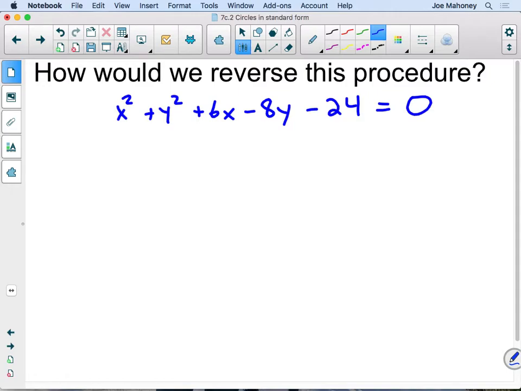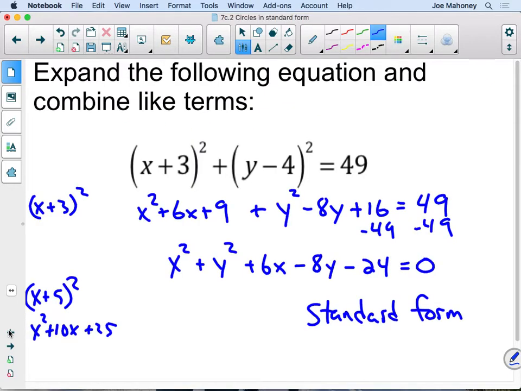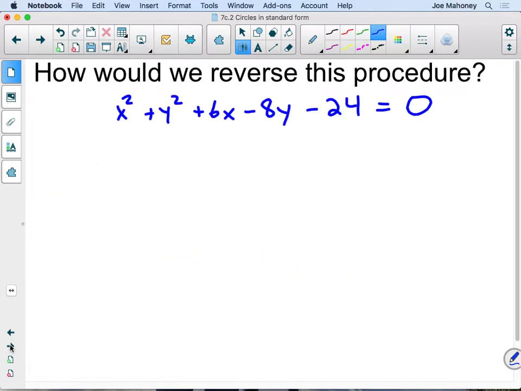So what I want to do, if I remember the last thing we did, was I grouped my terms together. Let me ungroup my terms. So I'm going to put my x squared over here. I'm going to put my y squared over here. I'm going to put my 6x over here. I'm going to put my negative 8y over here. And then I also put the 24 on the other side of the equation, so I'm going to add that back and get 24 over there.